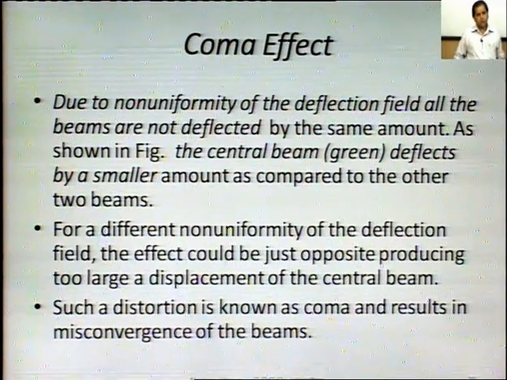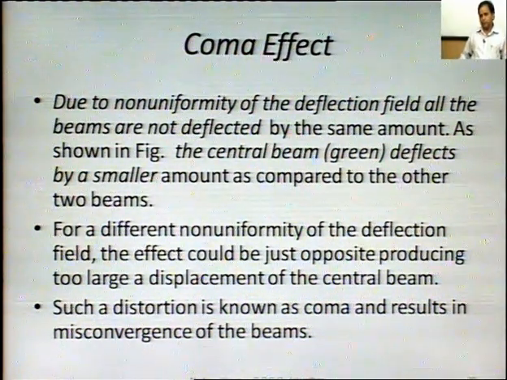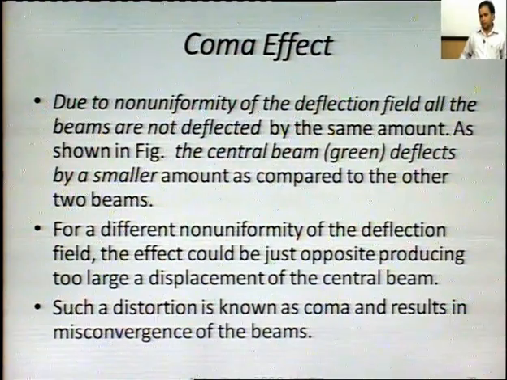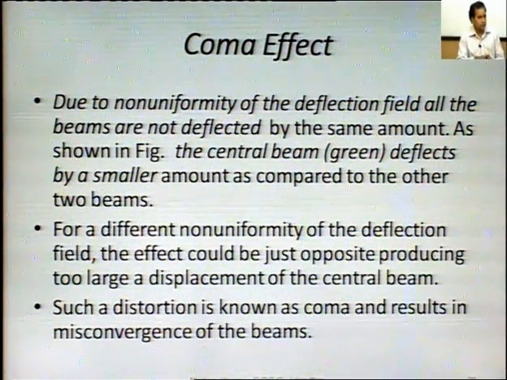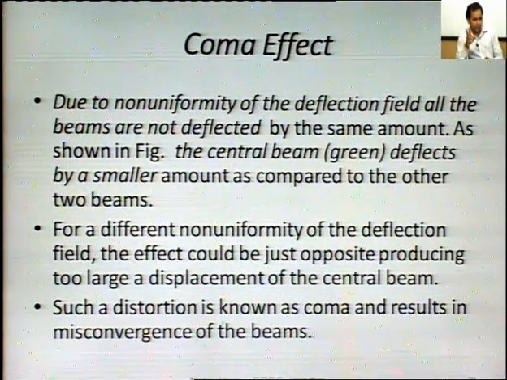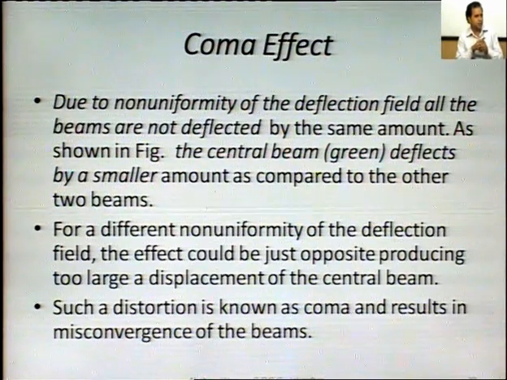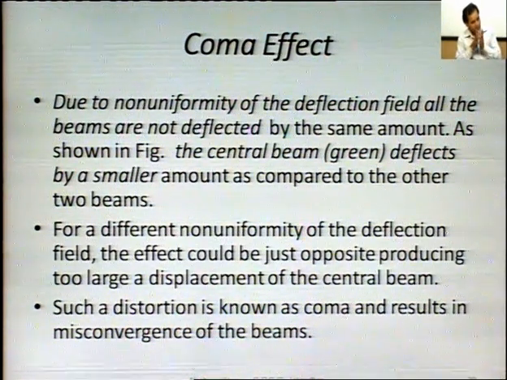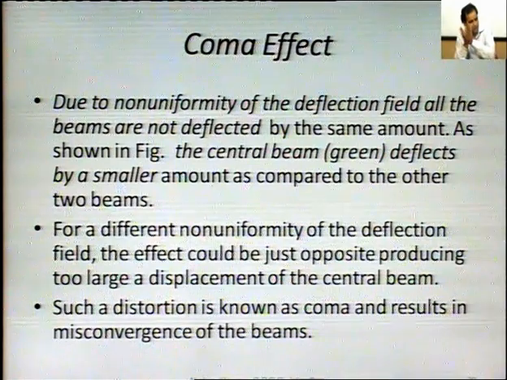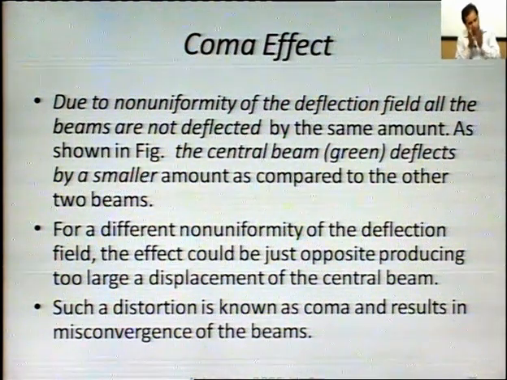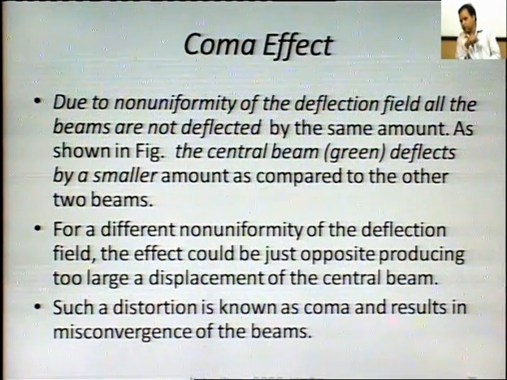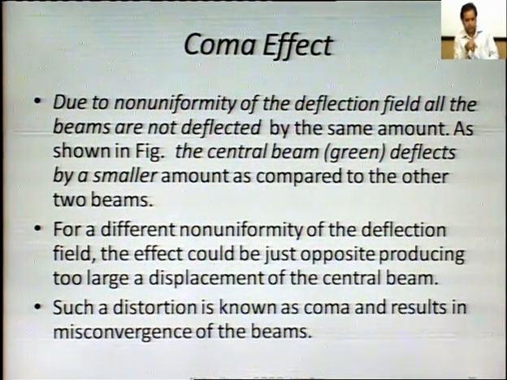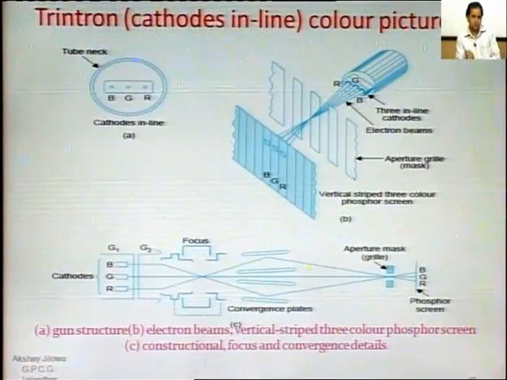So this also has certain problems. If the beams are deflected in different directions, to different corners of the raster, there may be a problem of misconvergence, because some of the beams will be deflected more compared to other beams, and always the central beam will be deflected less compared to the other two beams. So this is called misconvergence.